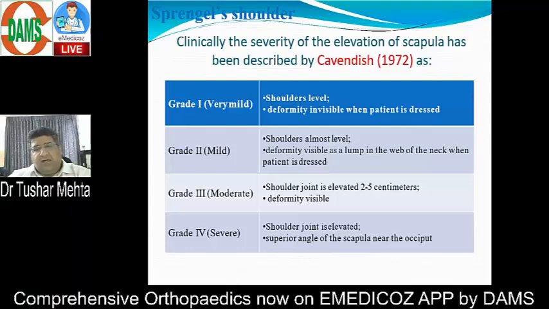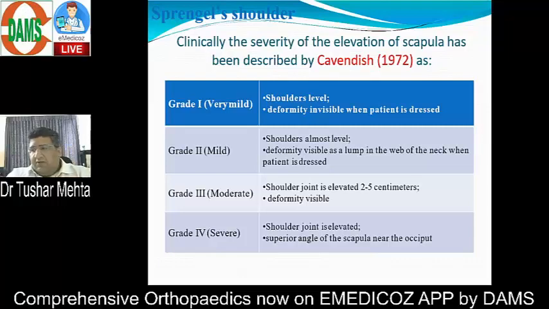First of all, very mild. Now, before I explain the grading, let me tell you, Cavendish grading is based upon 2 things. Number 1, what is the level of shoulders? You understand this point. So there will be 2 things mainly. One is the level of shoulder. Second thing, whether the deformity is visible or not, with clothes on or off. These are the points in it.